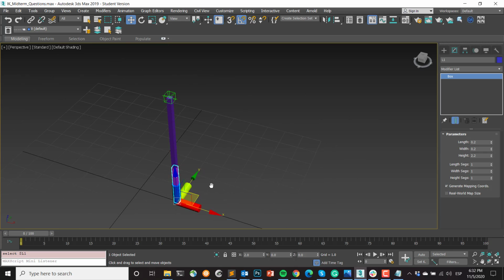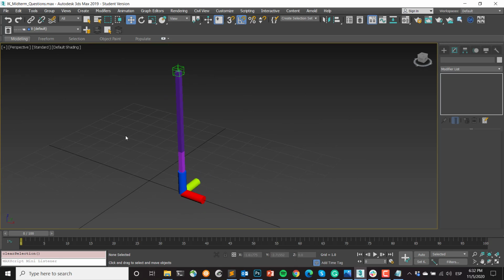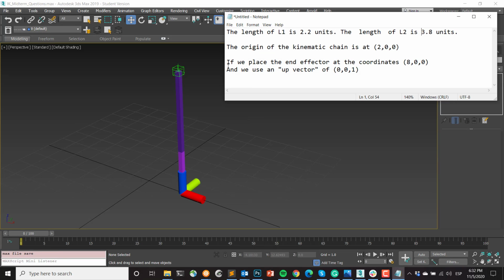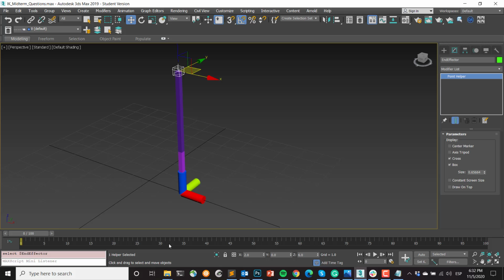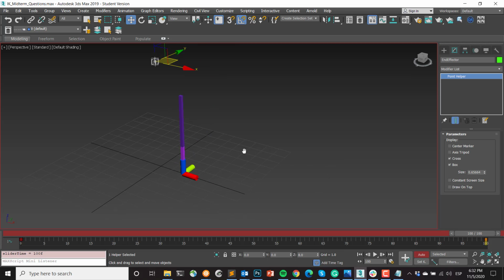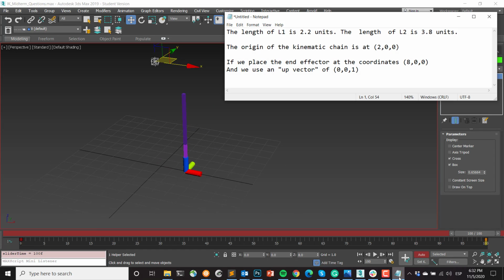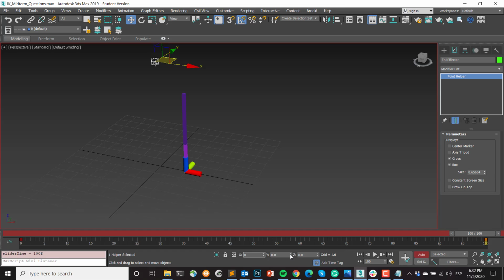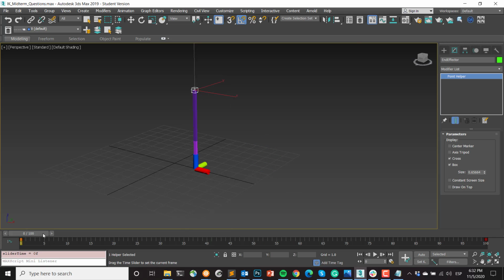So once I have this, now I will animate the end effector, right? The problem says to place the end effector at the coordinates 8, 0, 0. So I will make this quick animation from 0 to 100, and I will put this guy at 8, 0, 0. There, right? So we have an animation for the end effector.